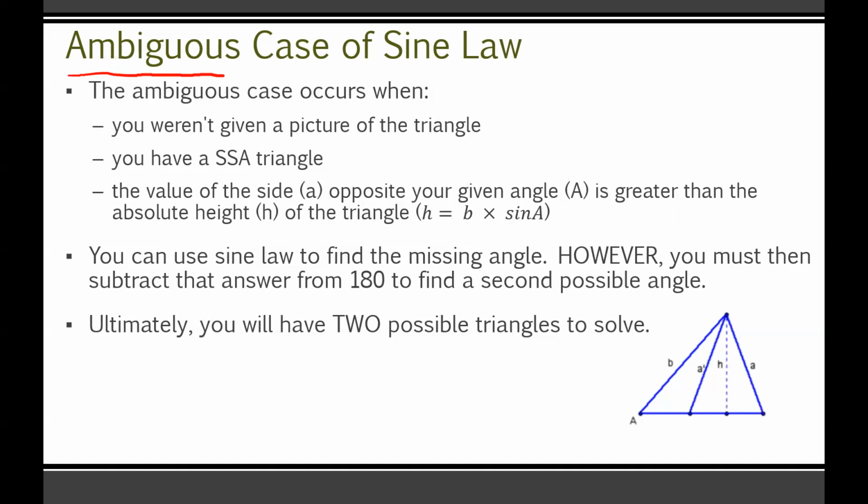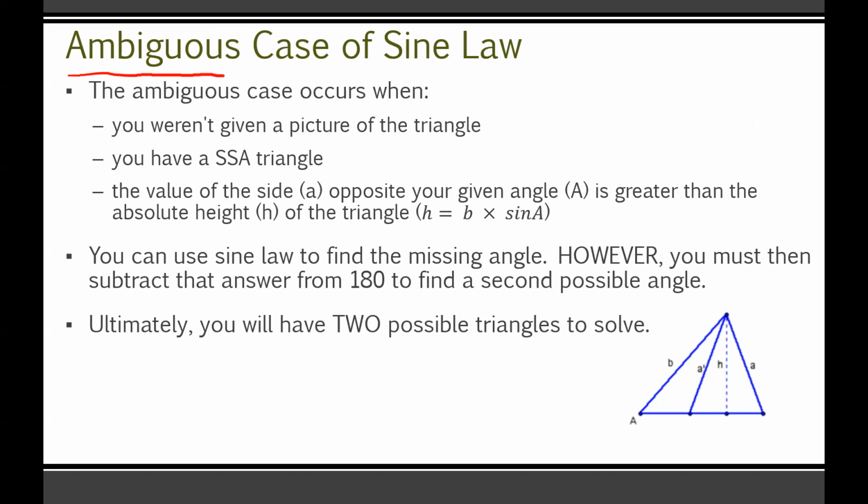The first thing, and this is going to sound really dumb, but it is important, the ambiguous case will occur if you were not given a picture of a triangle. If I give you a question where I don't give you a picture of a triangle, there is a really good chance that it's an ambiguous case of sine law, but not guaranteed. You have to have these other 2 points as well. The second point is it has to be an SSA triangle. That means you have to have been given 2 side lengths and 1 angle that was not in between those 2 sides. Really, really important.